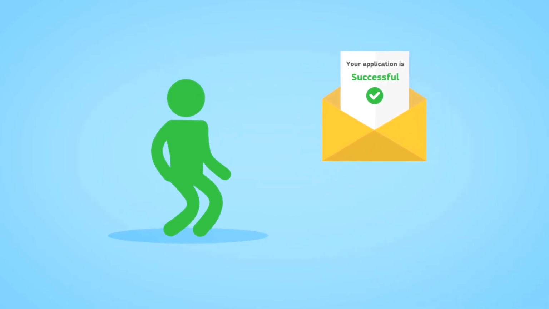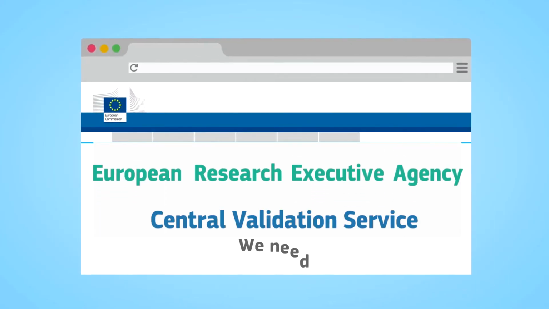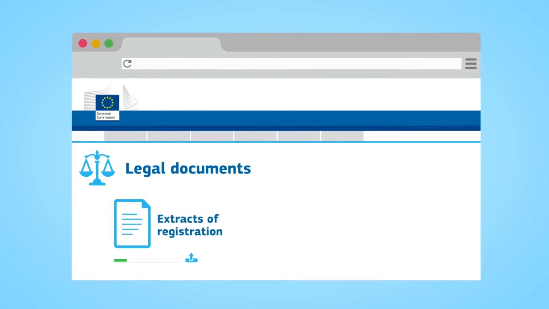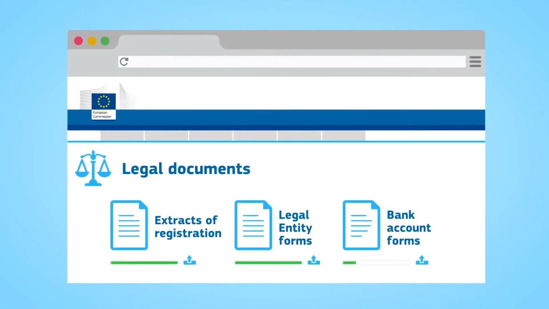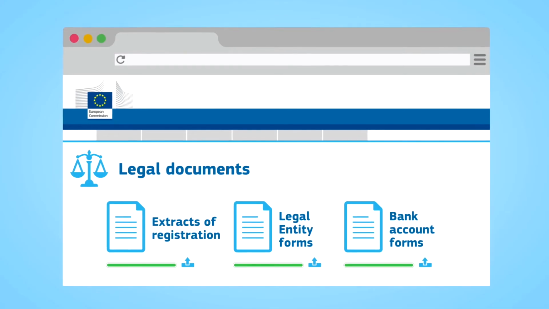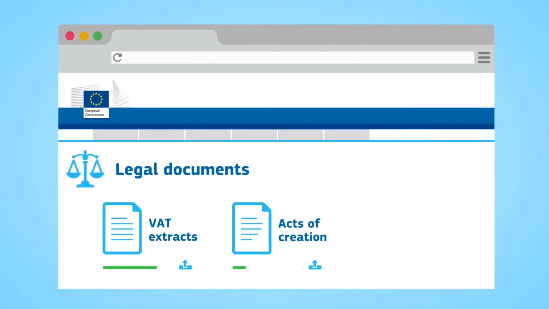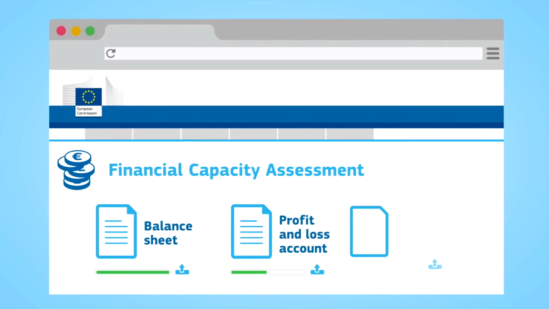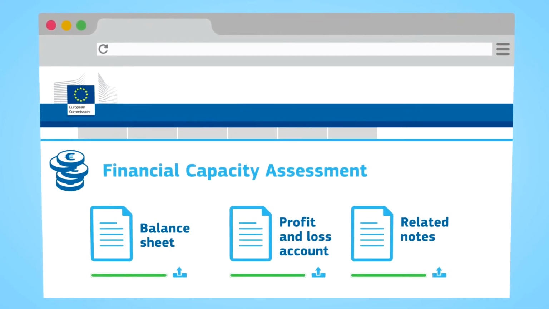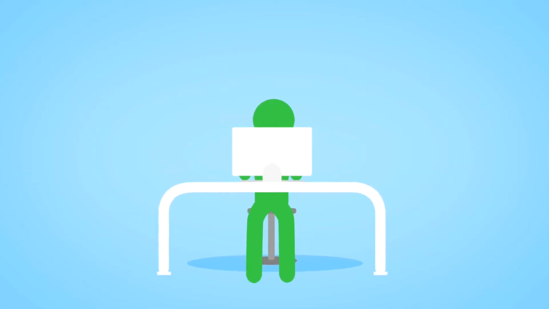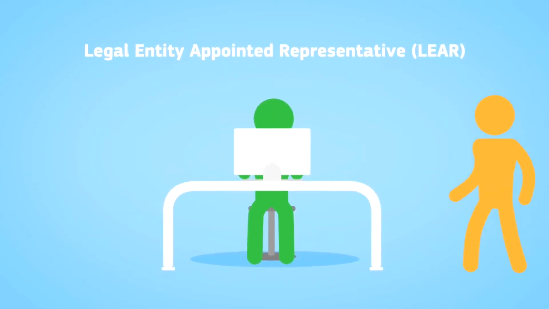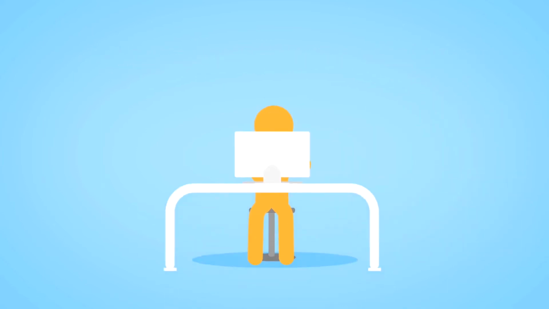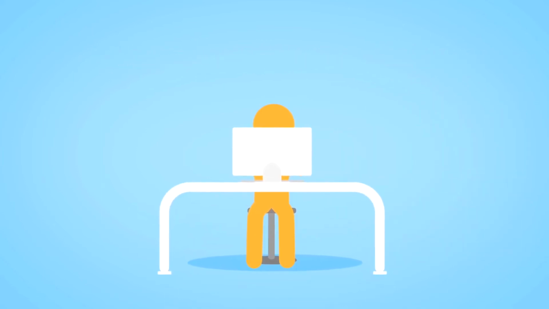The validation services will now contact you through the register. They will ask for your legal documents, which you'll need to upload. These documents include extracts of registration, legal entity forms, and more. On top of this, some of you may need to upload extra documents for the financial capacity assessment. You might also be asked to nominate a legal entity appointed representative. Once appointed by the validation services, the LEA keeps your legal data up to date.